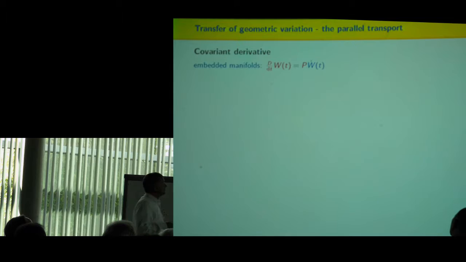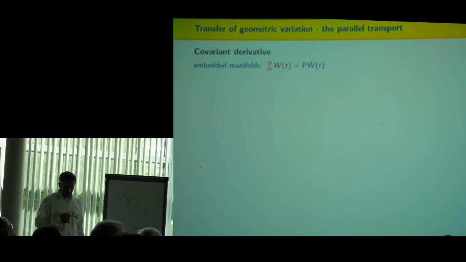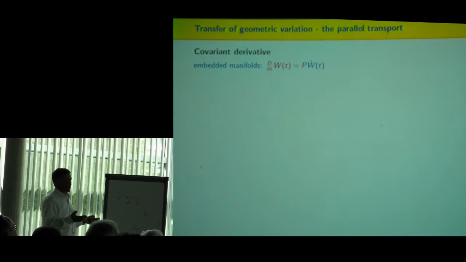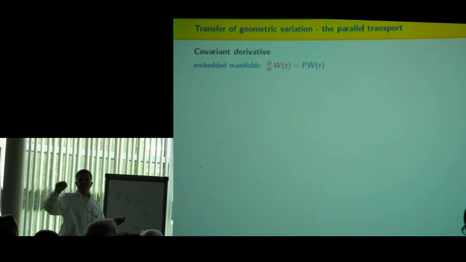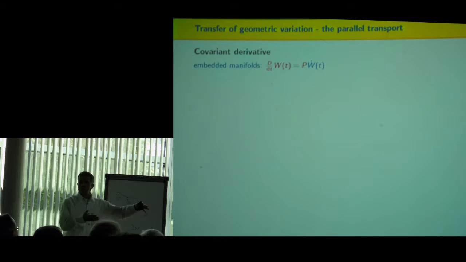Well, now let's get to, finally, transfer of geometric variations, or in geometric terms, parallel transport. Parallel transport needs the covariant derivative, which gives the simplest explanation. On an embedded surface, we have a vector field on the surface along the curve. We compute the derivative of this vector field. This might have components in normal direction and tangential components, and we only use the tangential components.